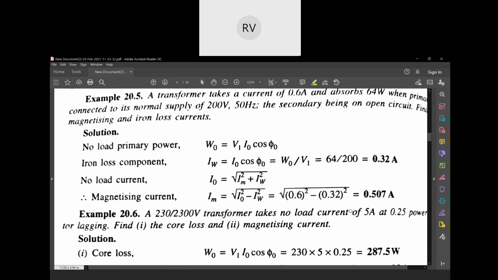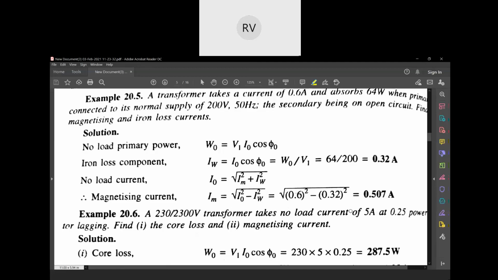Okay, now let's see another problem. Till now, the four problems we have seen are problems based upon the transformation ratio. Next we are going to see the problems based upon the currents in transformers. A transformer takes a current of 0.6 amperes and absorbs 64 watts when the primary is connected to its normal supply of 200 volts, 50 hertz. The secondary being open circuit, find the magnetizing and iron loss current.